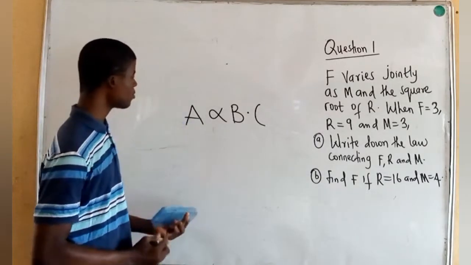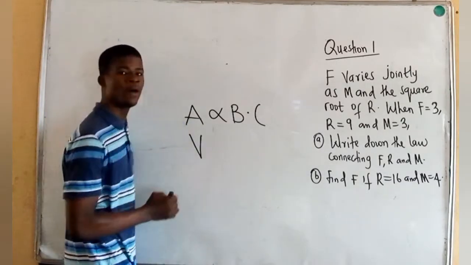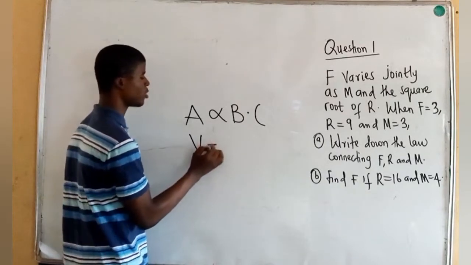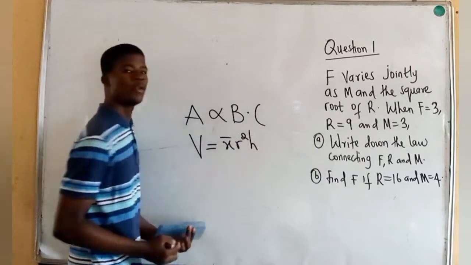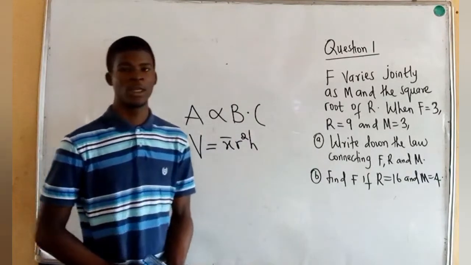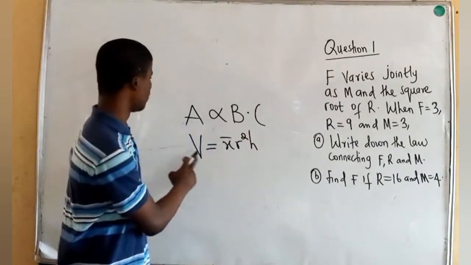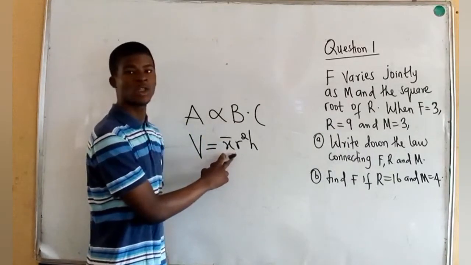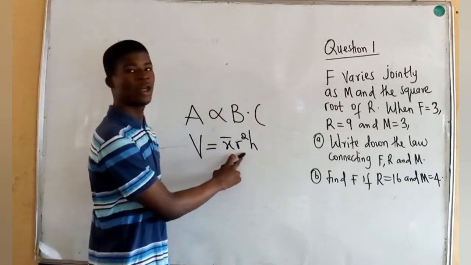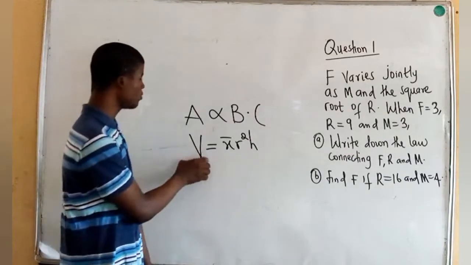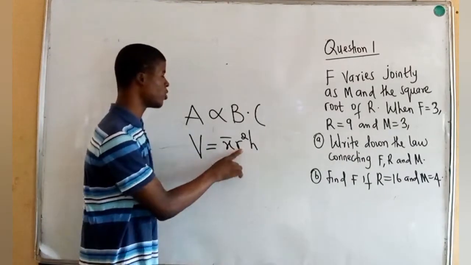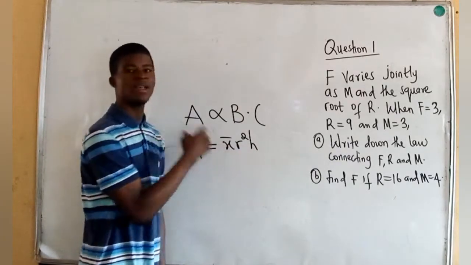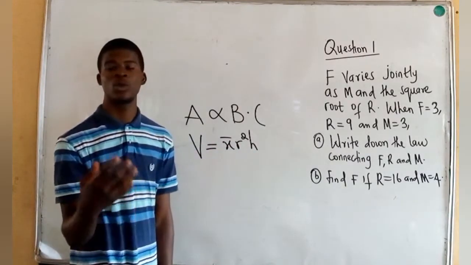Now, listen. This is the formula for the volume of a cylinder. V is equal to pi r squared h. V is the volume. Pi is the constant, 22/7. This is the radius and this is the height. The volume depends on two quantities, the radius and the height. Pi here is just a numerical constant, 22/7.